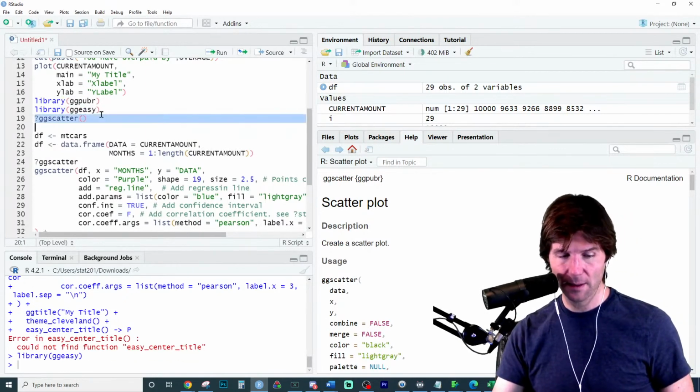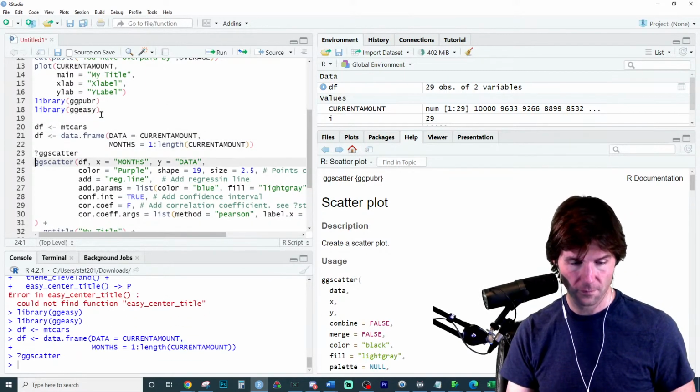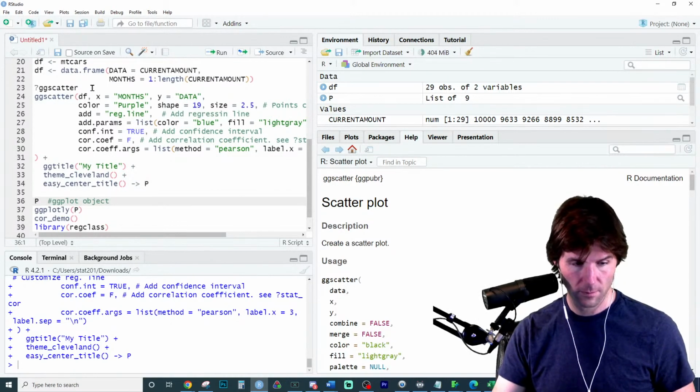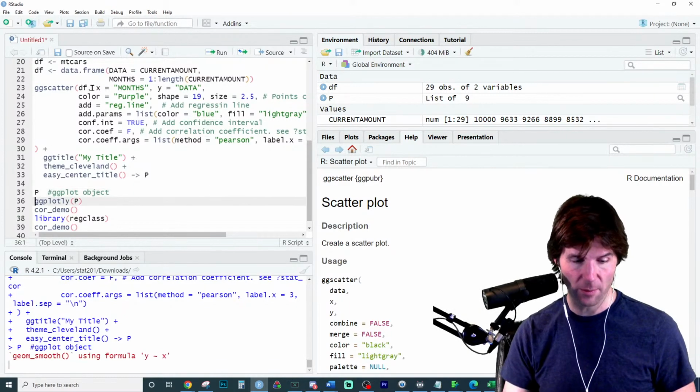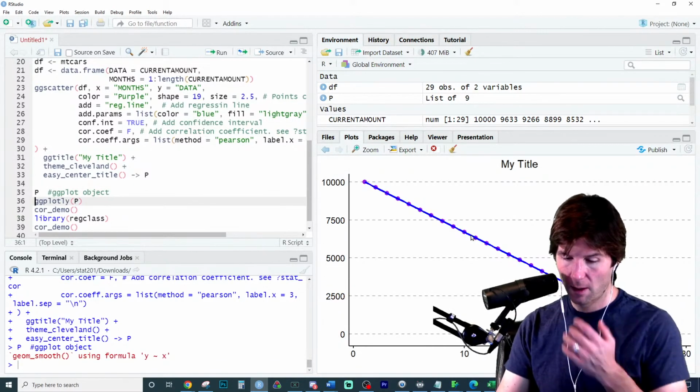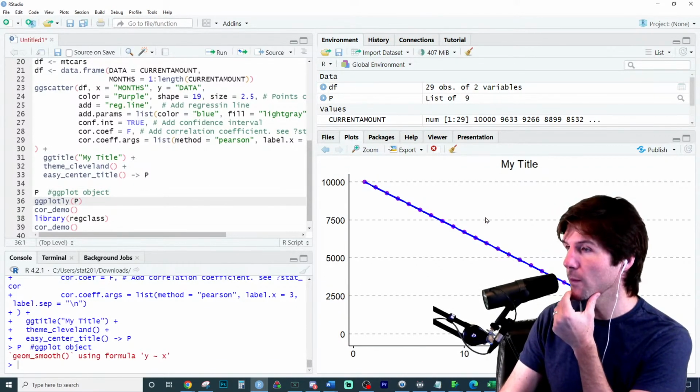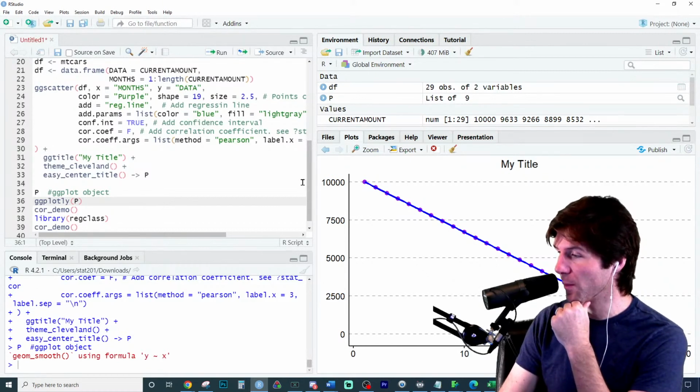Did you ask me about R, Matt? I think... Did it make? Oh, I saved it into P. There we go. Let's add that correlation coefficient back in.